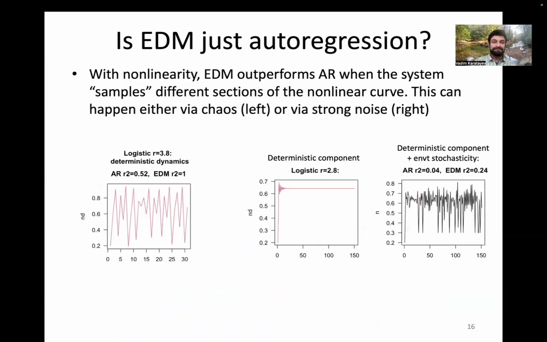Okay, so in summary, EDM is going to outperform autoregressive models whenever the system samples a lot of different sections of these nonlinear responses. In particular, that's going to happen whenever we have chaos, such as on the left here, this is a fully deterministic simulation, or when the deterministic dynamics of the system is just a steady state, but we have environmental disturbances pushing the system around. Okay, so the deterministic dynamics are here. I add some noise, and in the simulation they become this, and we see that EDM still outperforms autoregressive models by a lot.